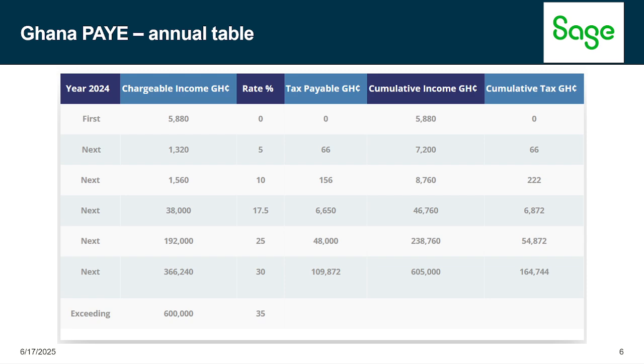So this is the annual table. Let's say your income is an annual income. The first 5,880 won't be taxed. There won't be tax on it.